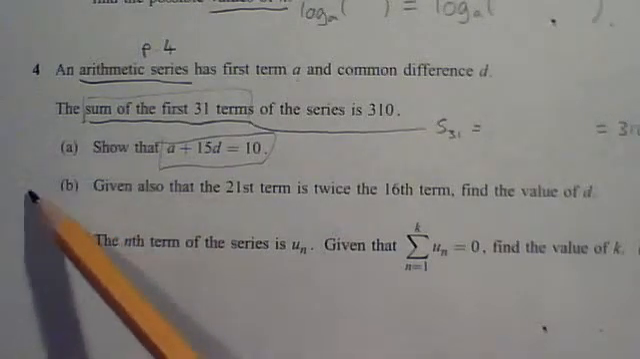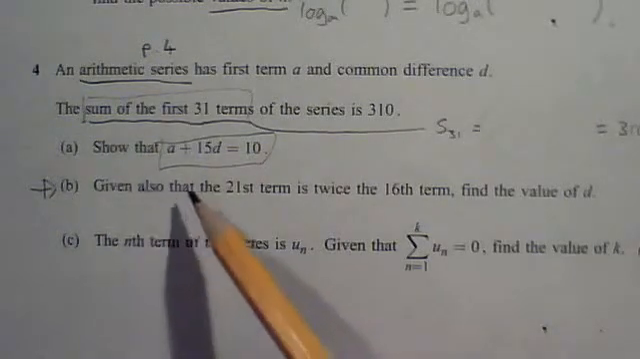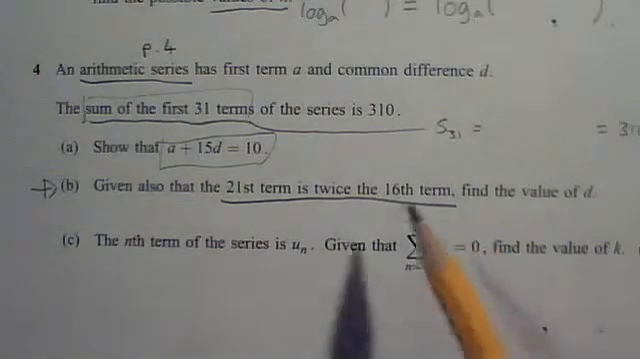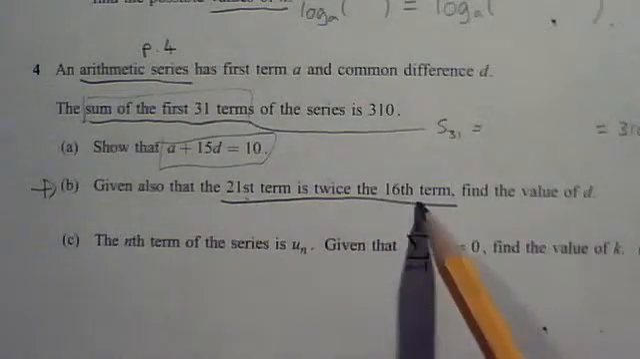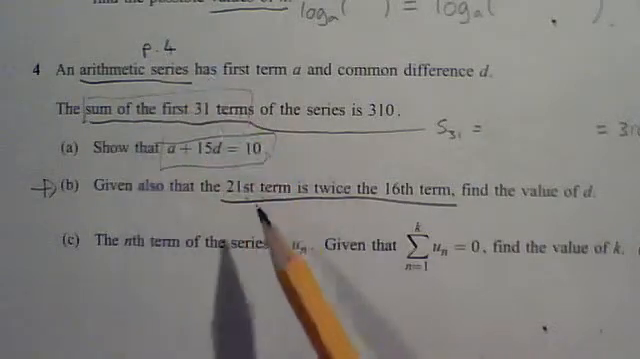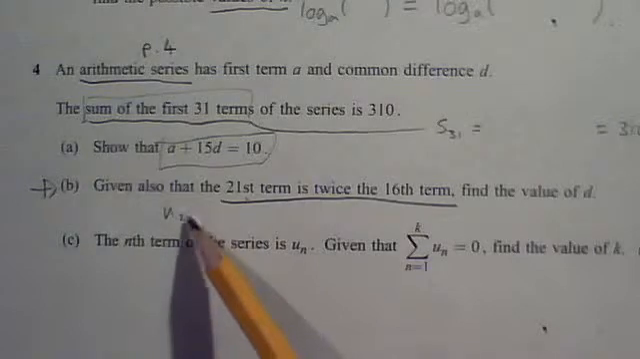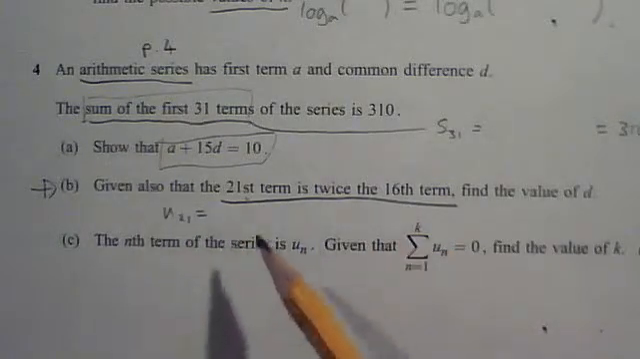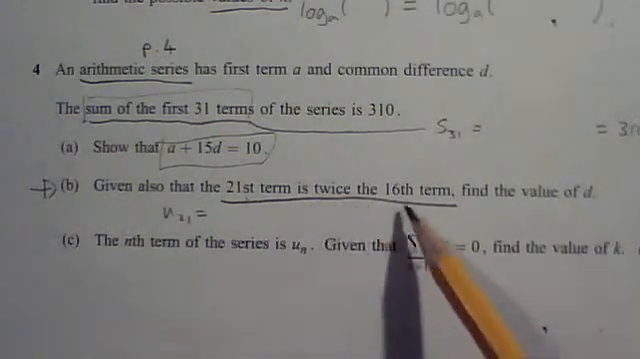Okay, part B. This is a re-entry point. Doesn't matter if you couldn't do part A. Given also the 21st term is twice the 16th term. So this isn't talking about sums of terms, it's talking about the 21st term and the 16th term. So you need a different formula from page 4, used twice, to get an expression for the 21st term and an expression for the 16th term. And then you've got to take those two things and put one equal to 2 times the other.